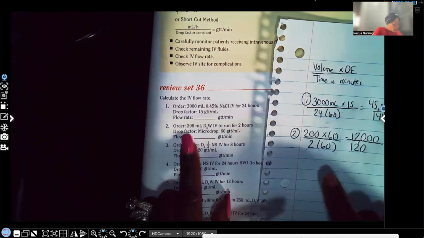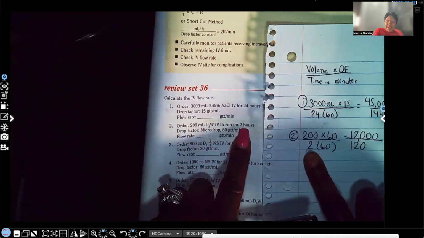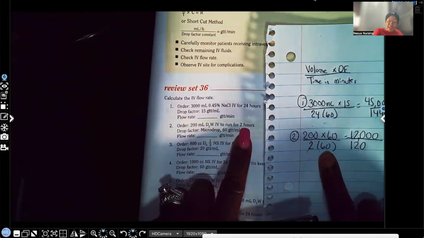100 times. So are we done? No, because you guys will get it wrong if you don't tack on your 100 what? Drops per minute. And that's the correct answer. We put in our volume, we put in our drip factor, we put in our time, but remember the time they gave us was in hours, but we needed it in minutes, and that's why we multiplied by 60 to set up our equation.